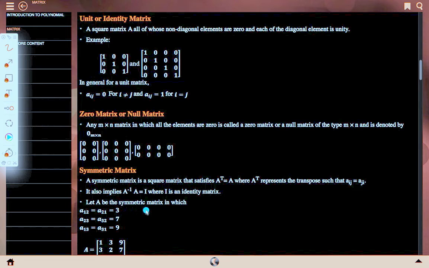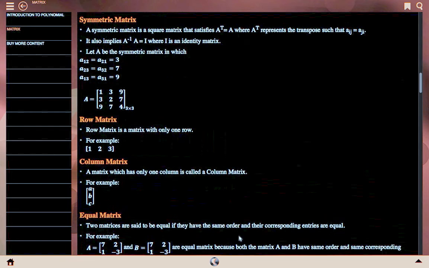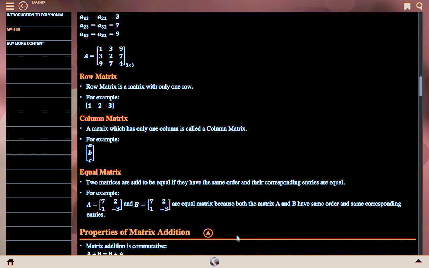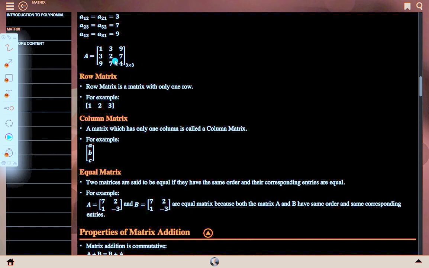Let A be the symmetric matrix in which a12 equal a21 equal 3, a23 equal a32 equal 7, a13 equal a31 equal 9. Here we can arrange all these things like this: A equal 1, 3, 9, then 3, 2, 7, then 9, 7, 4. This we can say is a 3 into 3 matrix.